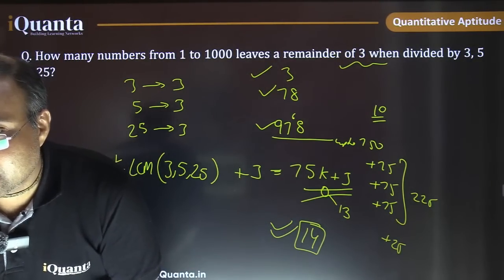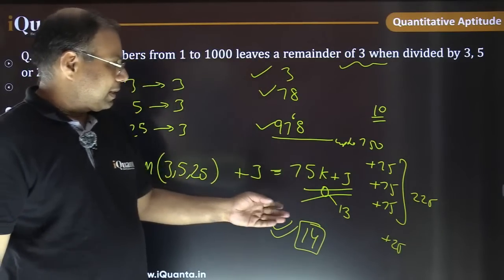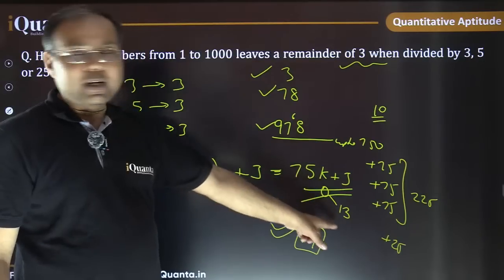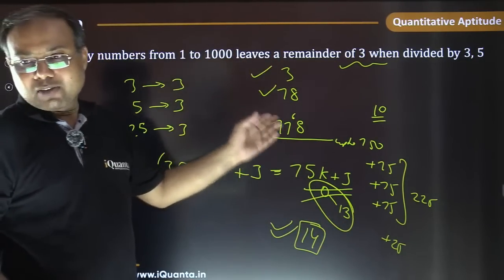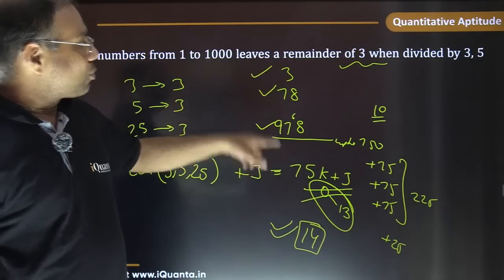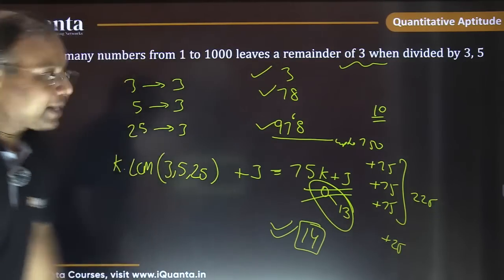Okay? Yes. अरे श्रेया, ये काउंट किया ना मैंने, ये रहा. In 75k plus 3, you can put the values of k from 0 to 13. So these are total 14 values. And I have told the exact values also. These are the values. Fine. So 978 is the last number. So total 14 such values. ठीक है? Okay, I'm moving further now.